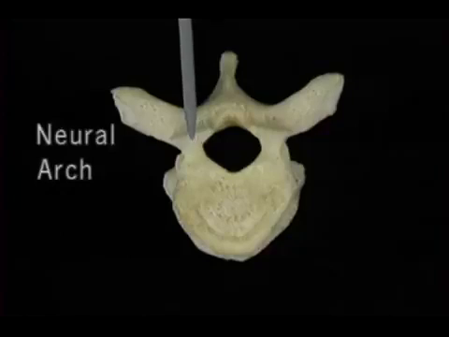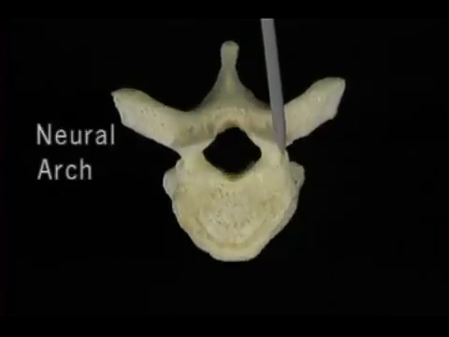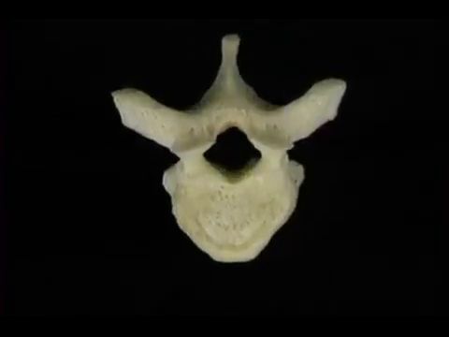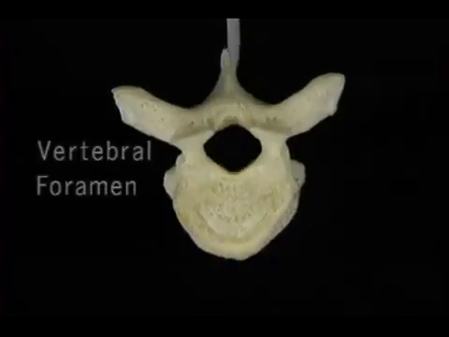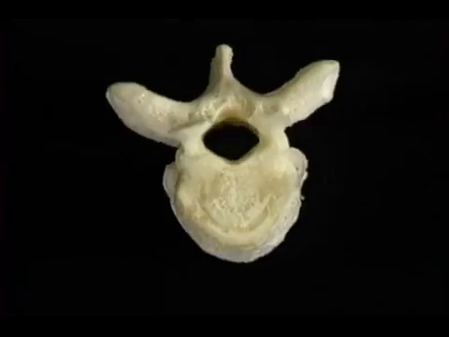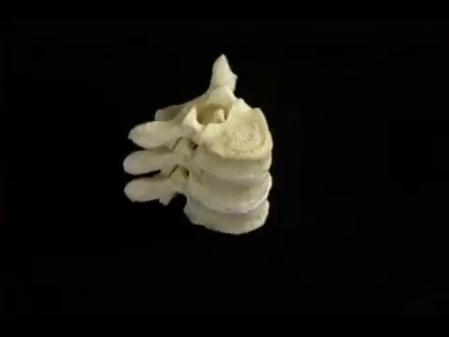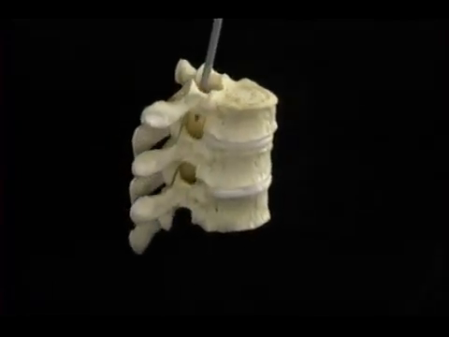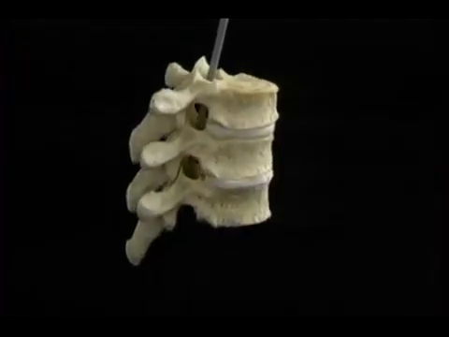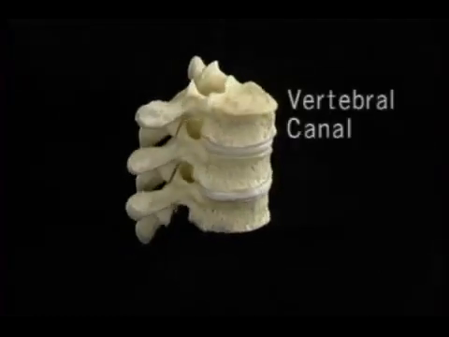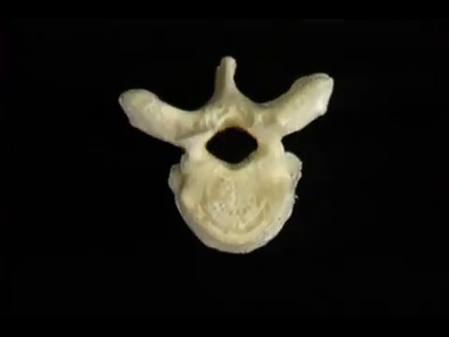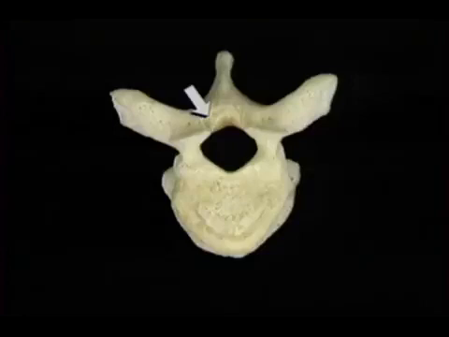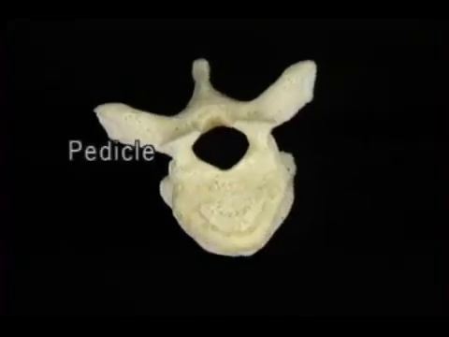This arch of bone, the neural arch, encloses the spinal cord. The space that's surrounded by the arch and the back of the body is called the vertebral foramen. The series of vertebral foramina create the tubular space that contains the spinal cord. The space is called the vertebral canal. This part of the neural arch is called the lamina. This part is the pedicle.